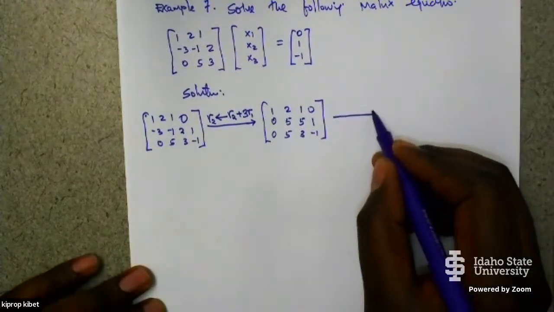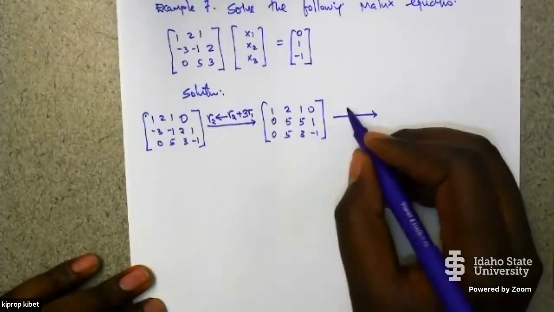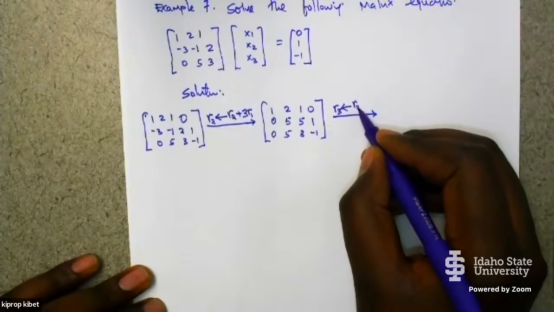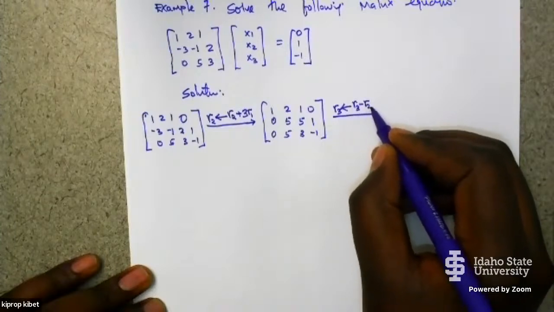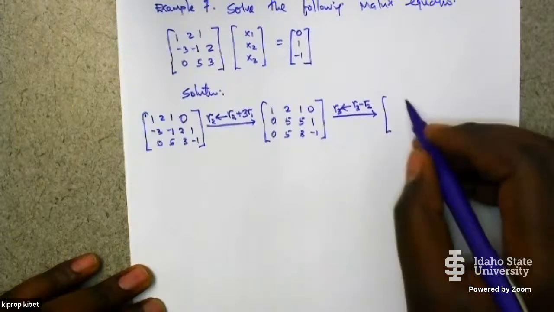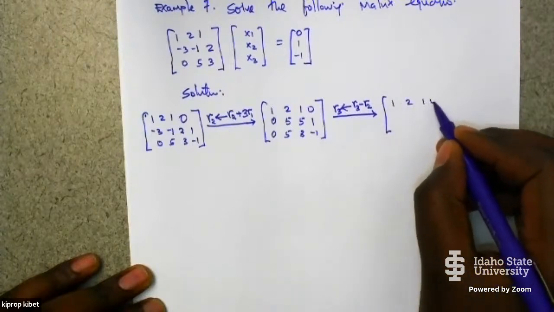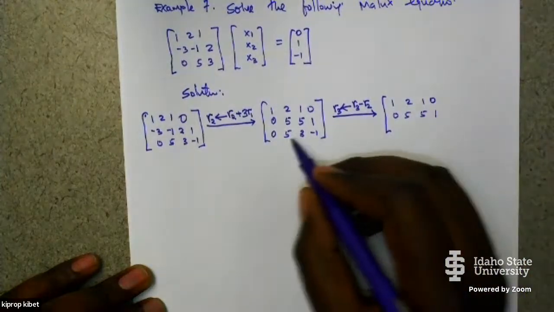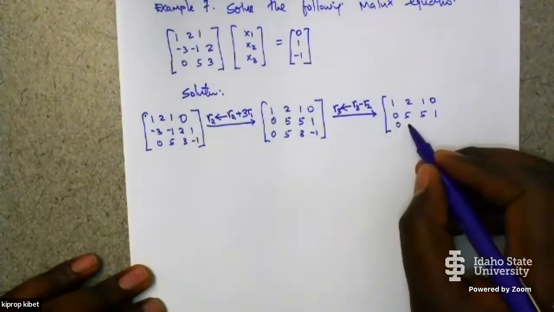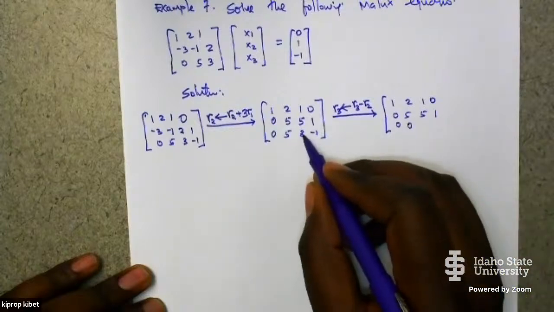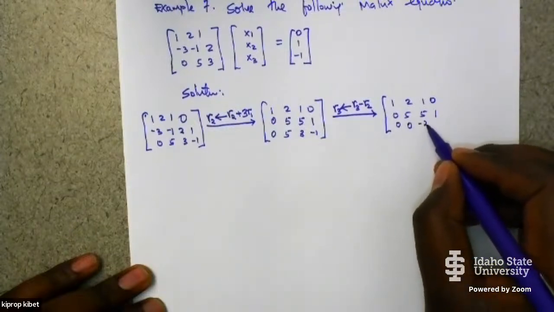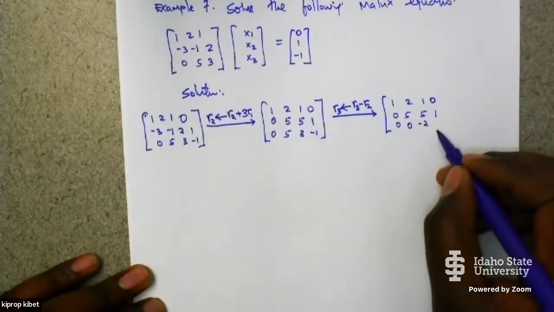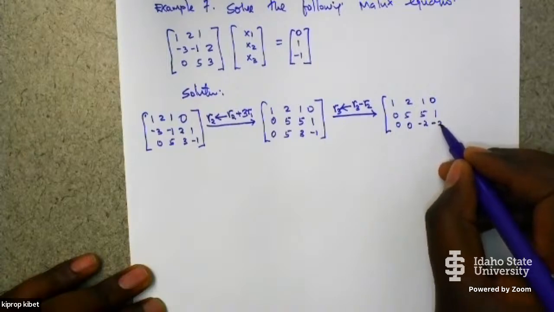Then we now make this one 0, so the new R3 will now be R3 minus R2. R3 minus R2: 1, 2, 1, 0, 0, 5, 5, and 1. And then this will be 0. This will be 0. 3 minus 5 is minus 2, and then -1 minus 1 is -2.